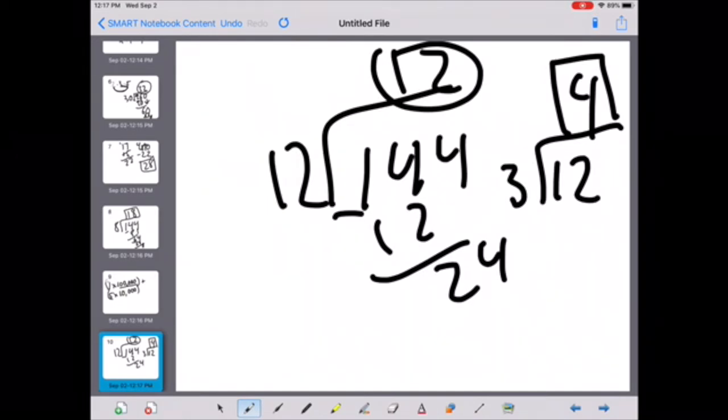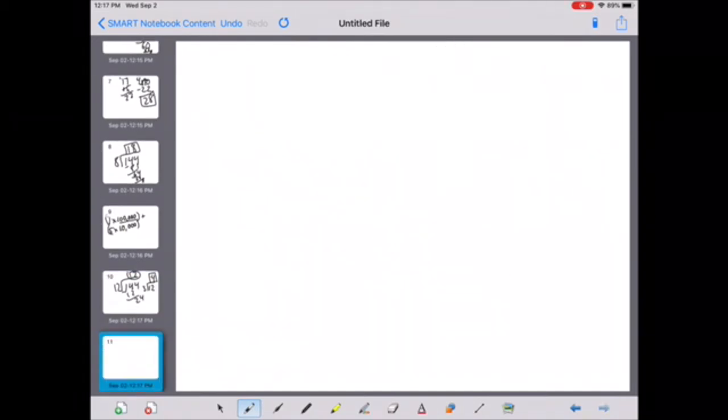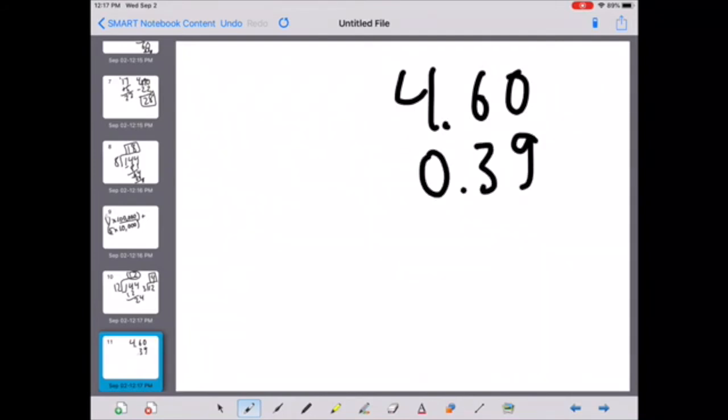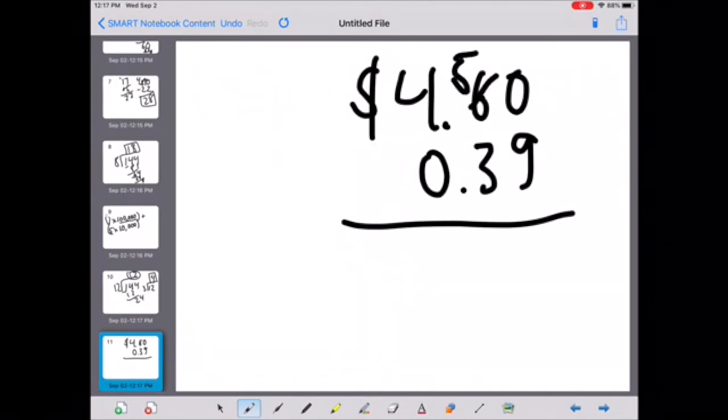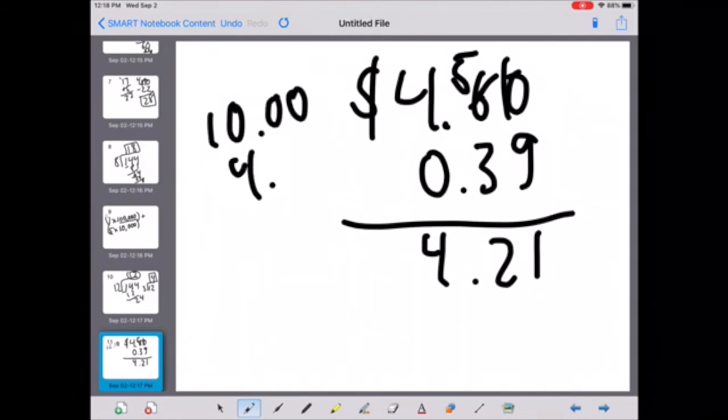25 has parentheses, which means I need to do it first. Notice they have dollars and cents, so I've got to make them the same. So I have $4.60. I'm minusing 39 cents from it, written like a dollar though, so that I can do the correct subtraction. Becomes a 5, 10. 10 minus 9 is 1. 5 minus 3 is 2. Decimal straight down. 4 minus nothing is 4. I have $4.21.